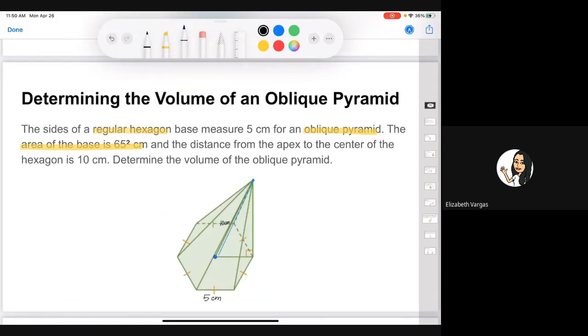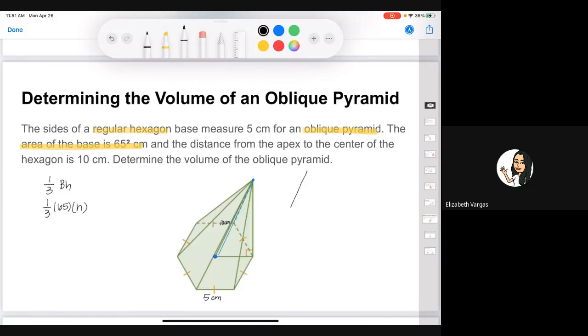Okay? Well, first thing, we're already given our area of our base. And we know we use this equation to solve for the volume of this pyramid. And we're told the area of our base is 65, so we can just plug that in. Now what we want to do is identify the height.